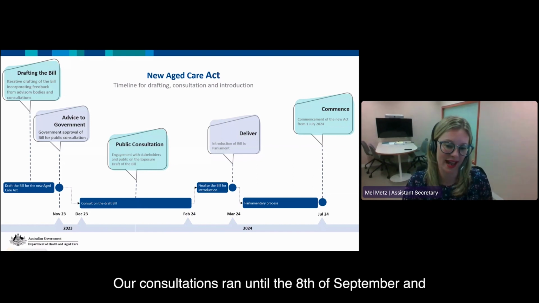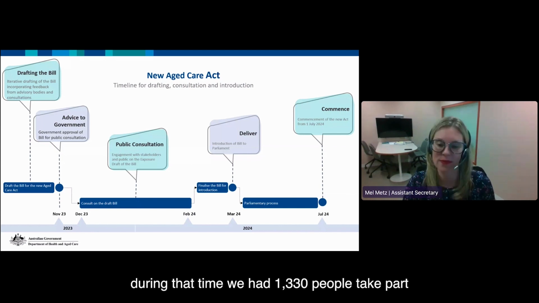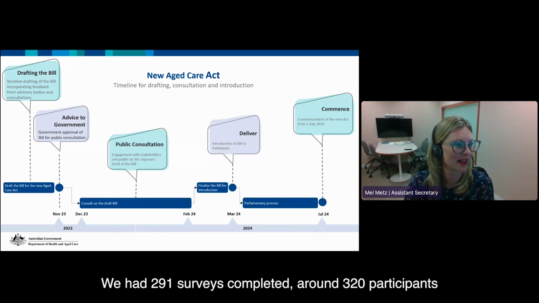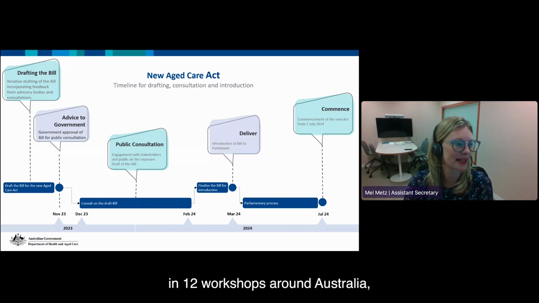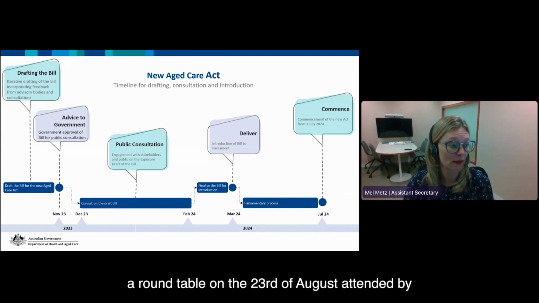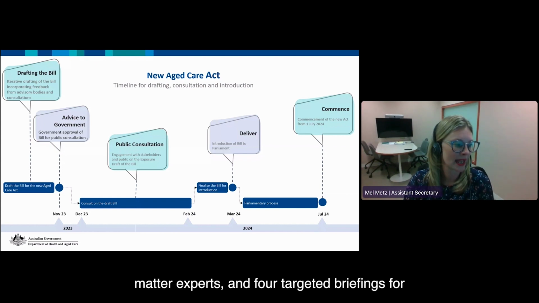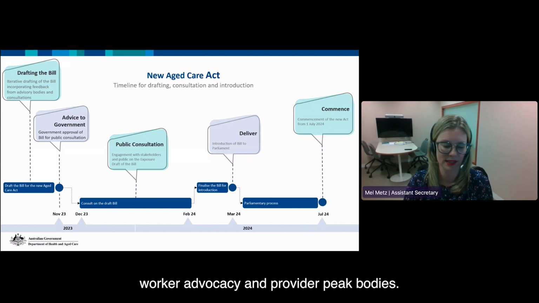Our consultations ran until the 8th of September. And during that time, we had 1,330 people take part in a webinar on the 10th of August. We had 291 surveys completed, around 320 participants in 12 workshops around Australia. A roundtable on the 23rd of August, attended by individual advocates, organisations and subject matter experts, and 4 targeted briefings for worker advocacy and provider peak bodies.